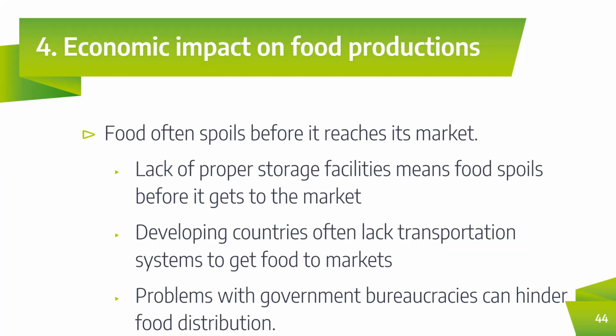Farms, food processing facilities, and the markets where foods are sold are located pretty far distances from one another. Because of that, food is often going to spoil before it reaches a market, either because of a lack of storage facilities. We might see this more in developing countries, where they lack successful transportation systems to get to food markets. There are also problems with government bureaucracies that can hinder food distribution as well. But there is a growing trend of improving infrastructure, which can strengthen the ability of farmers to develop sustainable businesses, reduce waste, and increase food access.